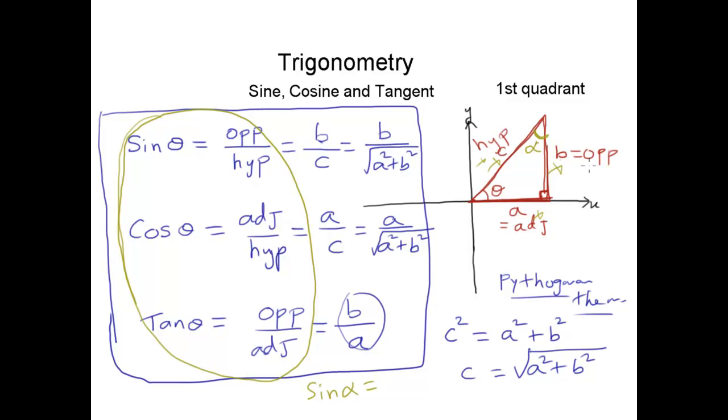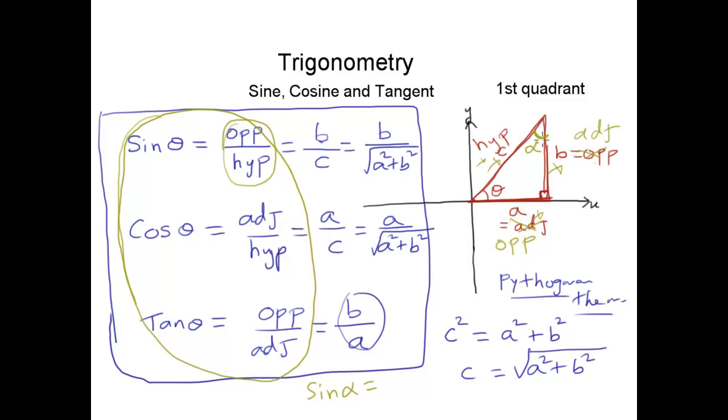So the opposite is this? No, it's not this, because this is the opposite side for the other angle. But for alpha, it's a different story. The opposite side is this. So this is not opposite now. This is the opposite for alpha, and this will be the adjacent for alpha. How about the hypotenuse? The hypotenuse is the same. No matter which angle you take, alpha or theta, the hypotenuse is the same.